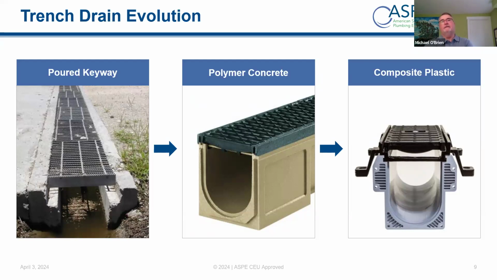So the next was the polymer concrete style, and then that evolved into the composite plastic that you see here. The composite plastic now is very widely specified, and really seems to be the preference now for contractors, because it's quite a bit easier to work with. It's easier to level and keep perfectly straight, and with the least amount of labor.